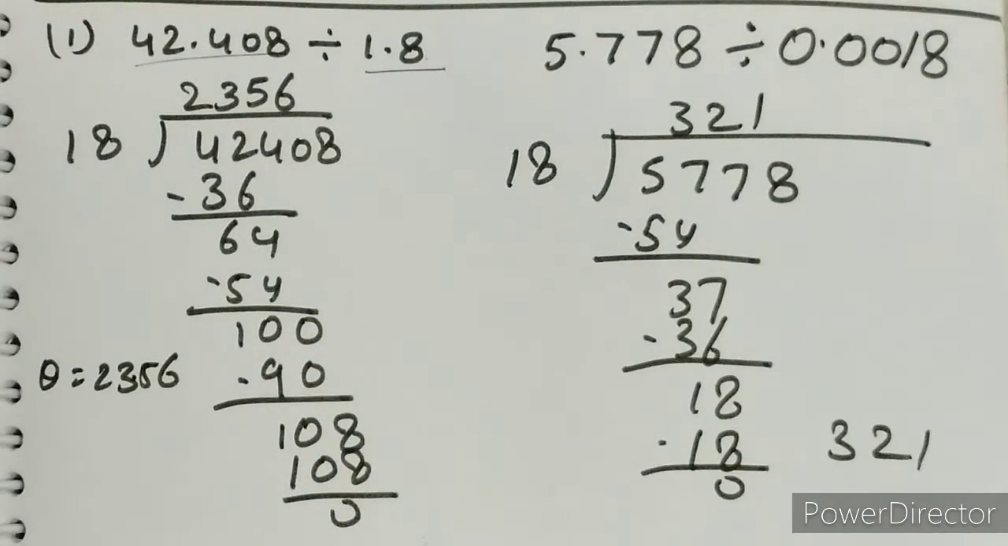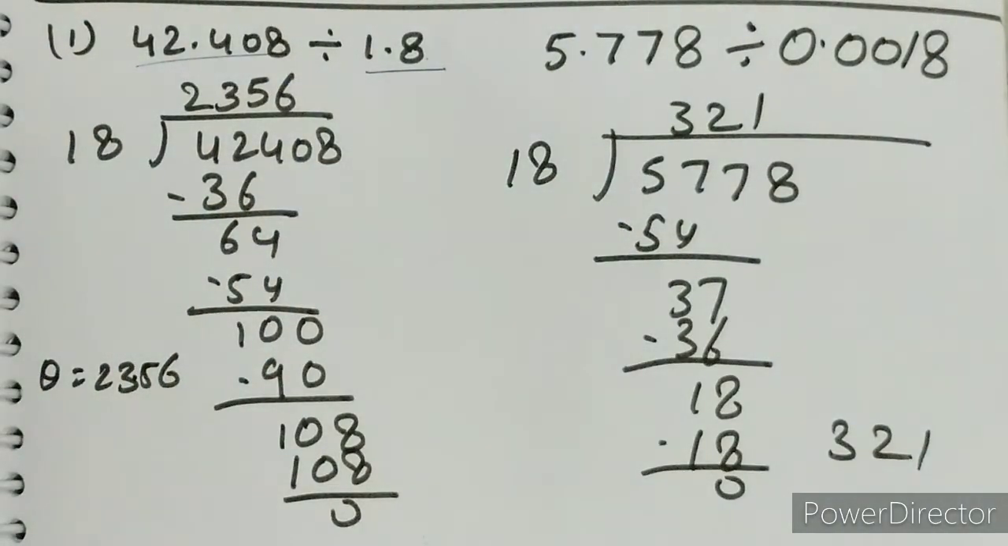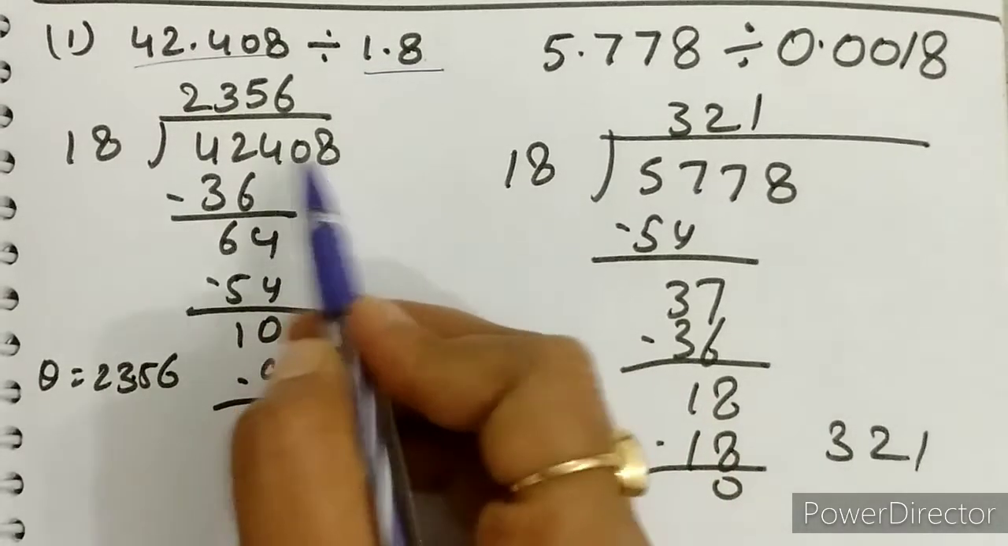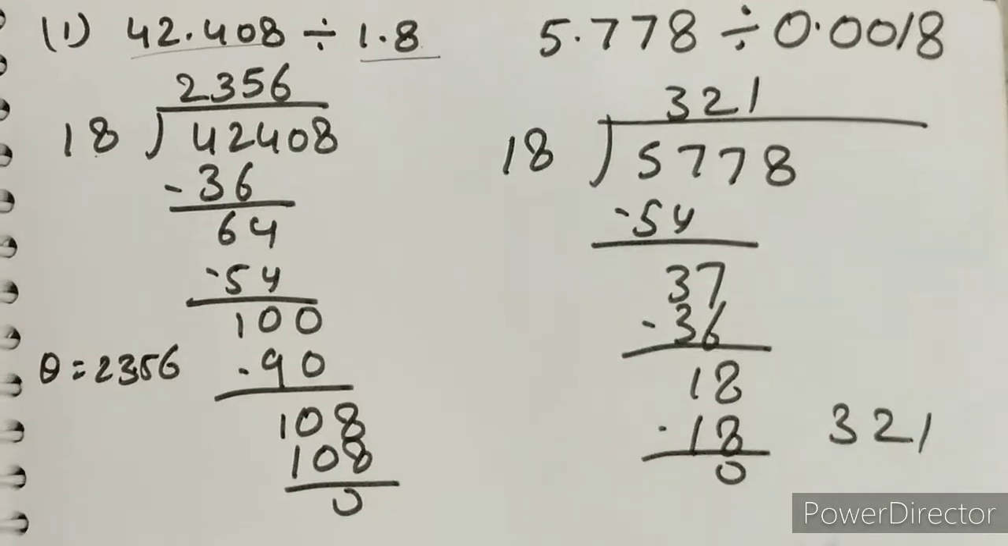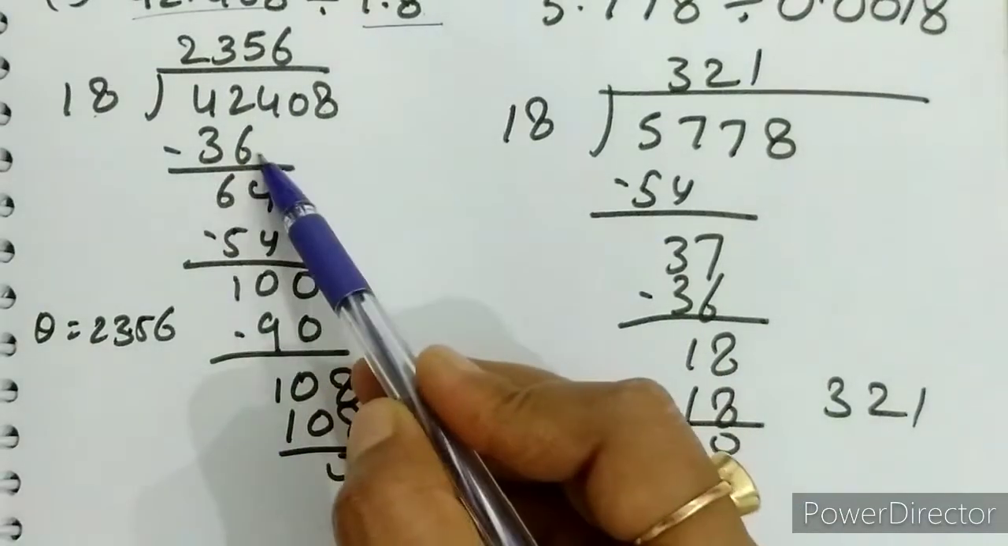As I told you, just forget about the decimal point. Consider 42.408 as 42,408 and 1.8 as 18. Forget about your decimal point. Simply you divide 42,408 by 18. As you can see, 18 into 2 is equal to 36.